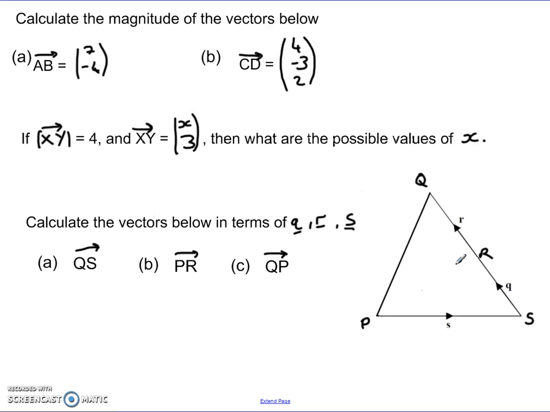Here you go. So 3 questions. First one, calculate the magnitude of the two vectors below, so AB and CD. Second one, if the magnitude of the vector XY is equal to 4, and XY takes the form (x, 3), what are the possible values of x? And the last one, calculate the vectors below in terms of q, r, and s using the triangle scenario that's there. So the vectors QS, PR, and QP. Pause the video and have a crack.